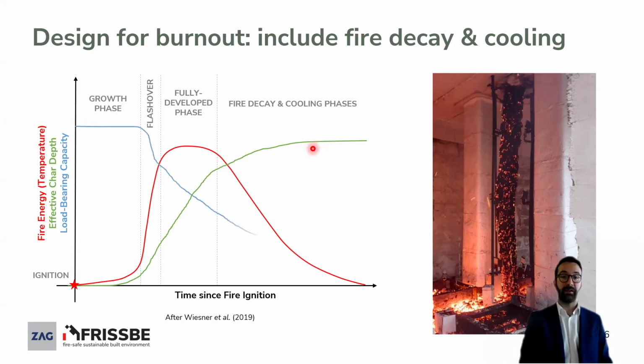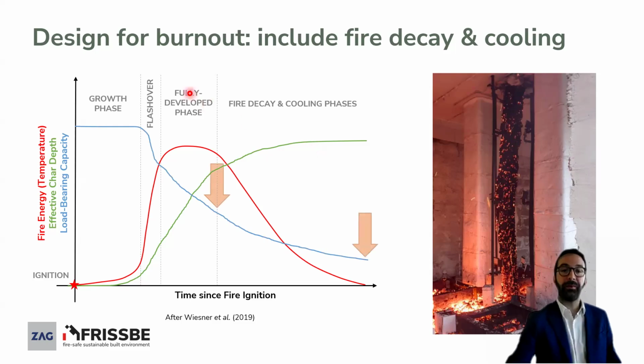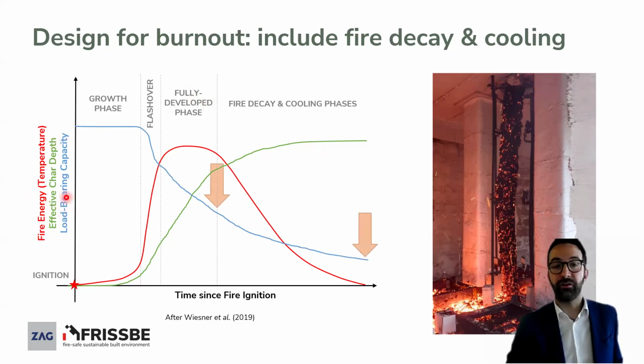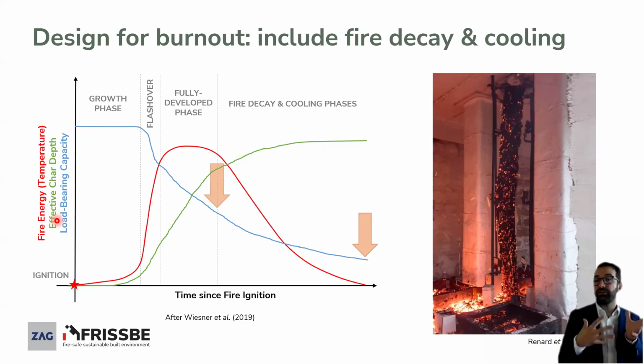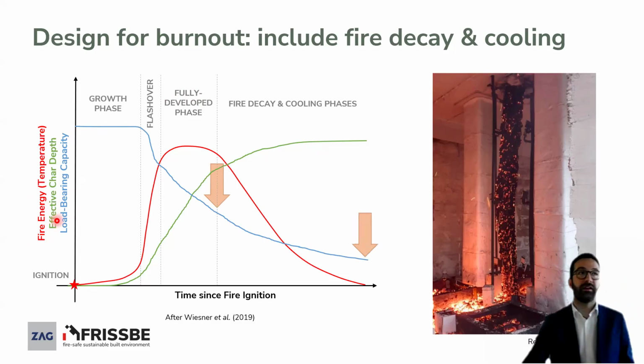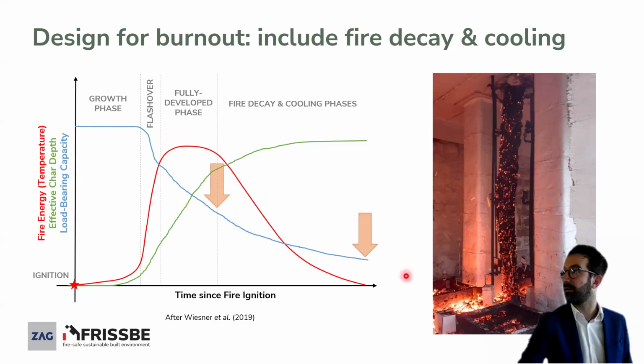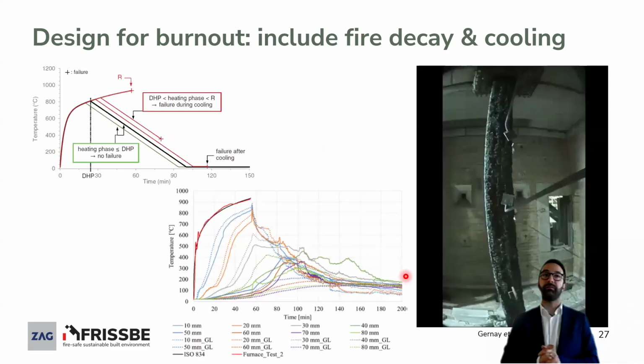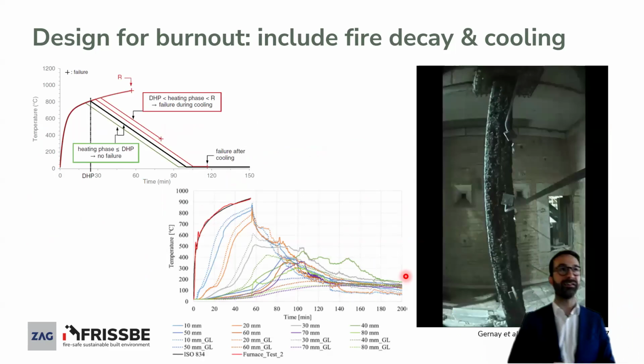And if we look at, for example, the load-bearing capacity, which is a function of the effective char depth and therefore the effective cross-section, then if we consider the difference between assessing the timber structure at the end of the fully developed phase or at the end of the fire decay phase, you can see here there may be a big difference between these two. And this is something that a lot of studies have been done on. Some studies have been done over the last few years.